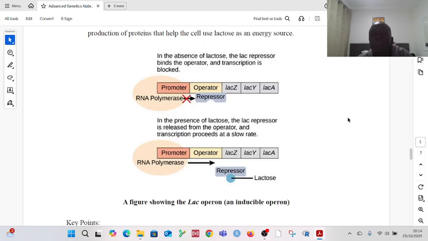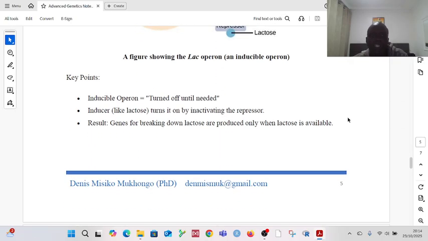Then that messenger RNA will be translated on the basis of the sequence to create amino acids. Then those amino acids will be joined together to form proteins. So the key point to note here is that an inducible operon is always turned off until there is need. What will lead to the turning on is the presence of an inducer. And how an inducer turns the operon on is by inactivating the repressor.